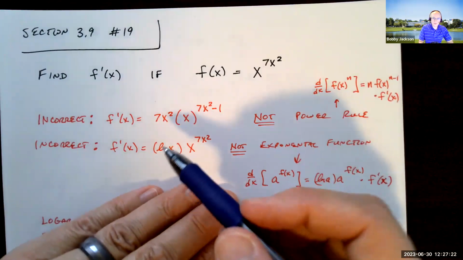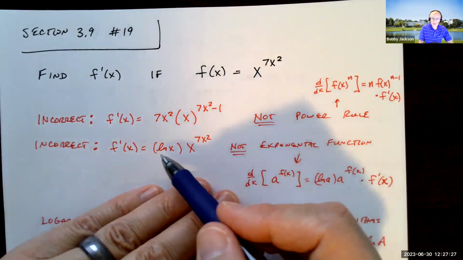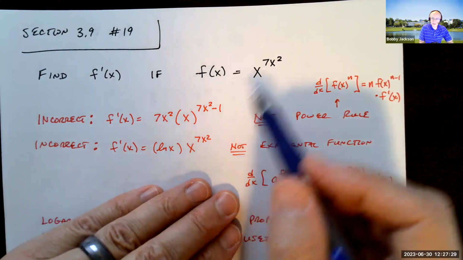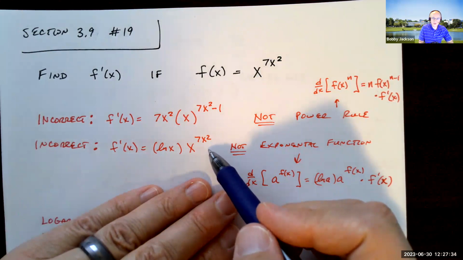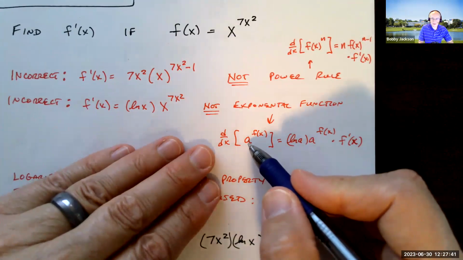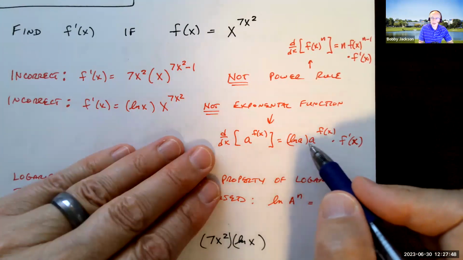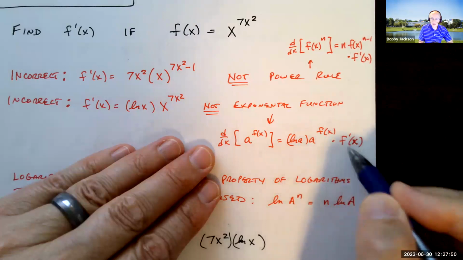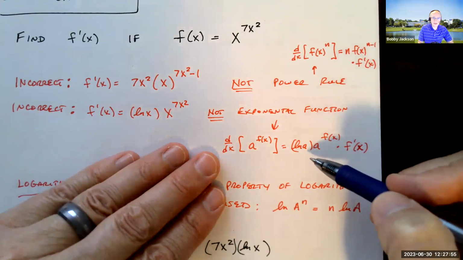We learned in this section about the derivative of the exponential functions. In other words, this is not the natural log of x times x to the 7x squared, or even times the derivative of the inner function 7x squared, 14x. It's not that. It's not an exponential function because the base is not constant, right? In the exponential function, the base has to be constant. The exponent is variable. And in that case, the derivative is the natural log of a times a to the f of x times any derivative of f of x using the chain rule. So it's neither one of these rules, right? And so what are we going to do?